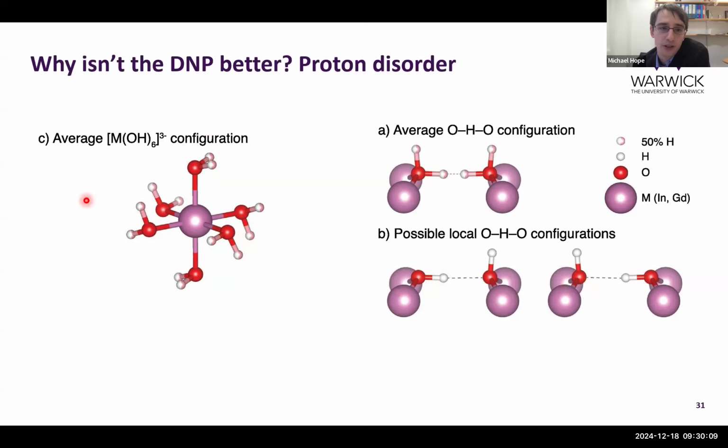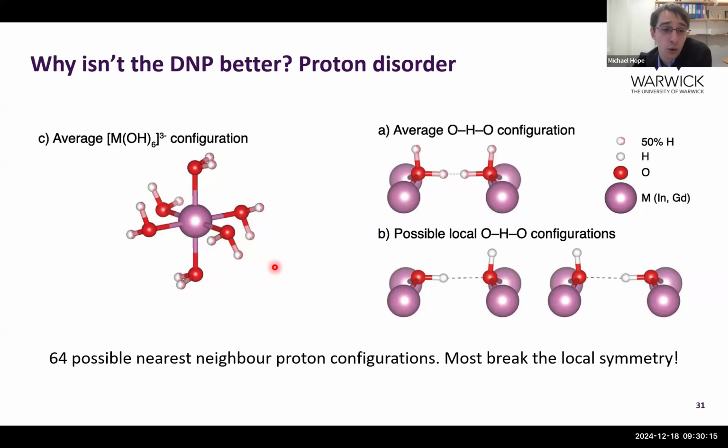And so each of these oxygens can have the proton in one of 2 positions. And so that means that we've got 64 possible nearest neighbor proton configurations about this metal. We have a random distribution of them. And importantly, most of them break the local symmetry. And so this will give rise to zero field splitting, and hence a broader EPR line.